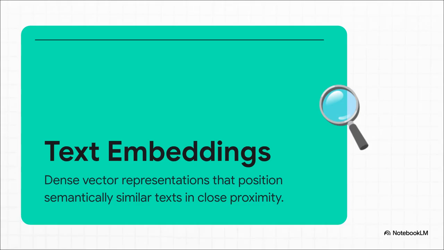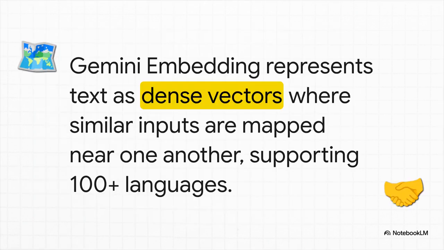At its core, it's a technique that translates text into coordinates on a map. So words and sentences that have similar meanings get placed close to each other, while different concepts get placed far apart. So how does this map work? It represents text using what are called dense vectors. The best way to think about these? They're basically GPS coordinates for meaning. Similar ideas get coordinates that are really close together, and this allows an AI to navigate meaning, not just words.